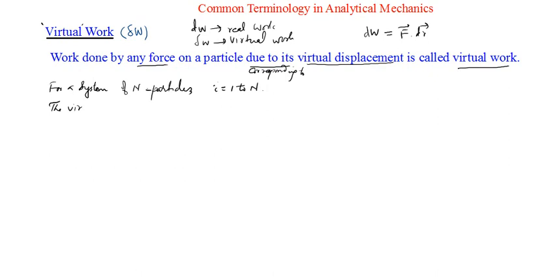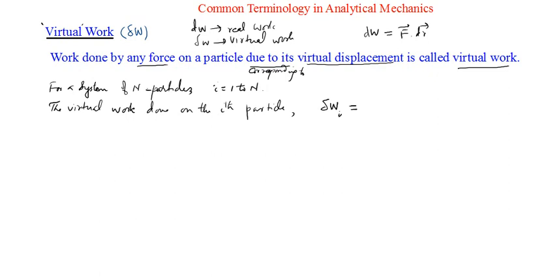The virtual work done on the ith particle by some applied force, or some total force. Let me denote it by the symbol delta. You know, virtual work we are representing by delta W, and to denote that it's on the ith particle, we calculate individual work done. Okay, I'm writing delta Wi.